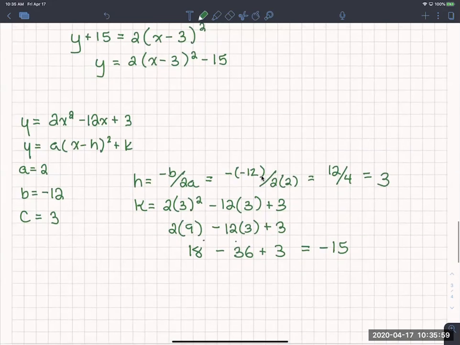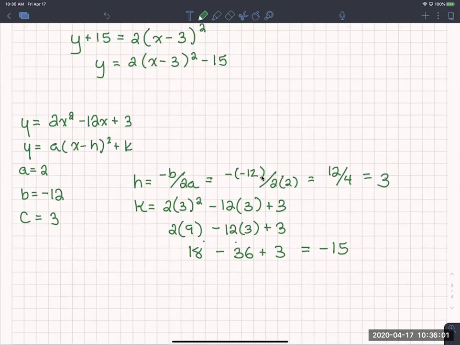Now that I know what my h and k is, h is 3, k is -15, and my leading coefficient is 2, I'll plug it in. Y equals a, which is 2, times x minus 3 squared plus k, which is -15. So that's another way you can convert from standard to vertex form. Okay. Any questions on that?